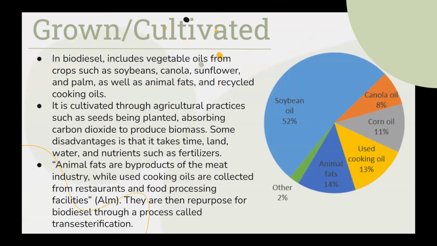To further explain how it's cultivated, I provided a graph on the side showing the different things that are being used, such as soybean oil, canola oil, sunflower, palm, animal fats, and other different types of things that are used. They are then repurposed for biodiesel through a process called transesterification, which I will explain in 1 second.